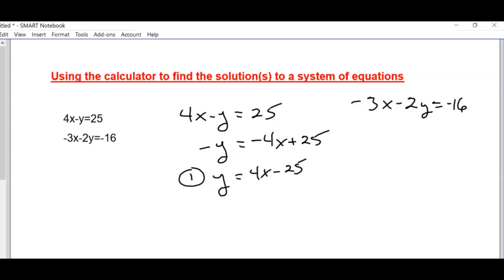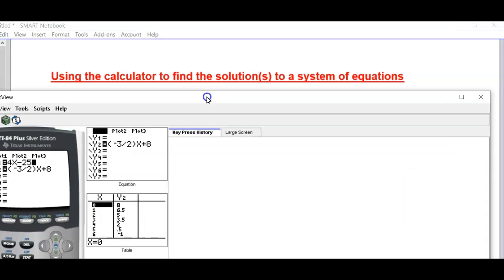For the second equation, we need to go ahead and solve that for y by moving the 3x to the other side. So negative 2y is equal to 3x minus 16. Now we're going to divide all terms in the second equation by negative 2. So you get y equals negative 3 halves x plus 8, because negative over negative makes it positive. So once I have it in slope-intercept form, y equals, now I can just type that into the calculator.